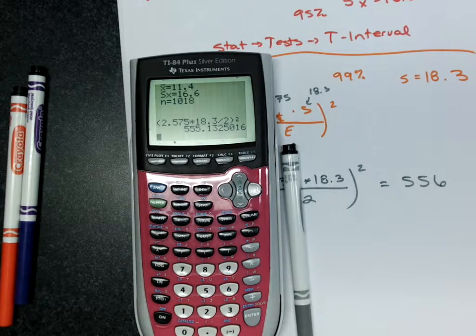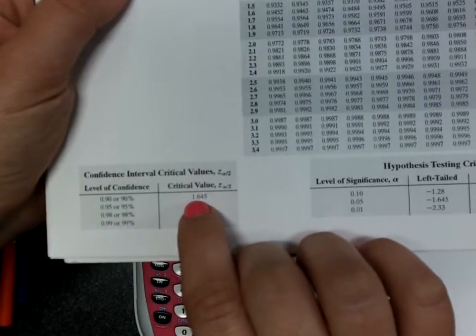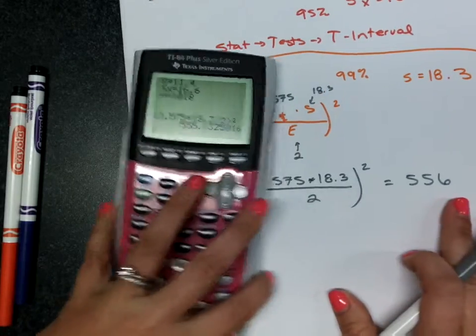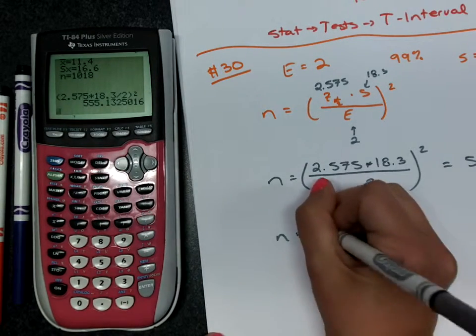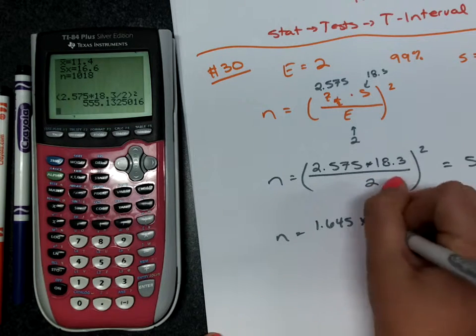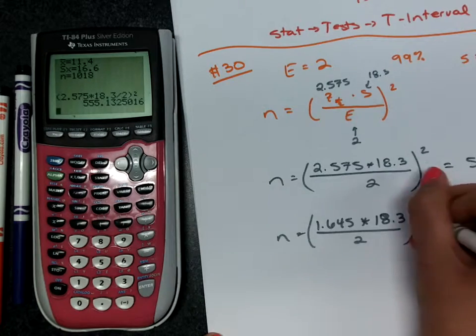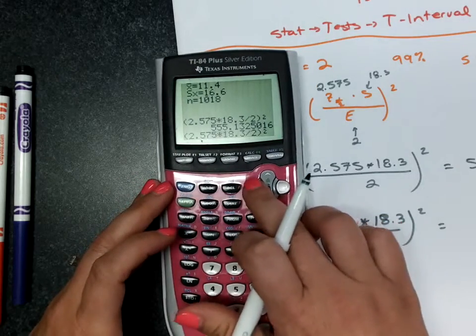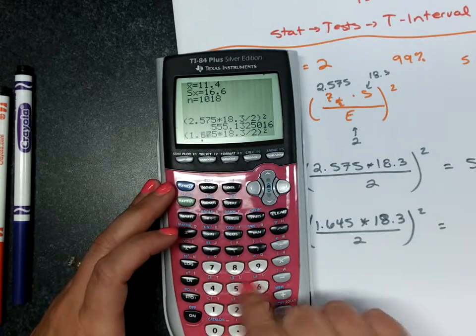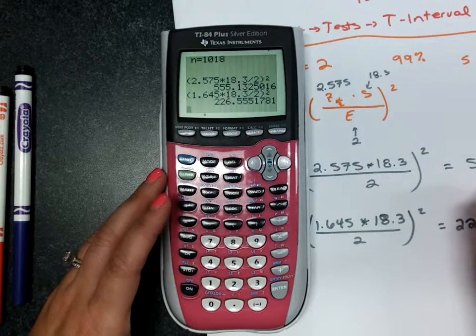And then for 90% confidence, we're just going to look in the chart. There's 90%, 1.645 for the critical value. So we're just going to change that one part. So instead of 2.575, this time it's 1.645. Everything else stays the same. The whole thing is squared. I like to use second enter, so if you push second enter, you can just change that to 1.645 by writing over it. And we're going to round up again to 27.